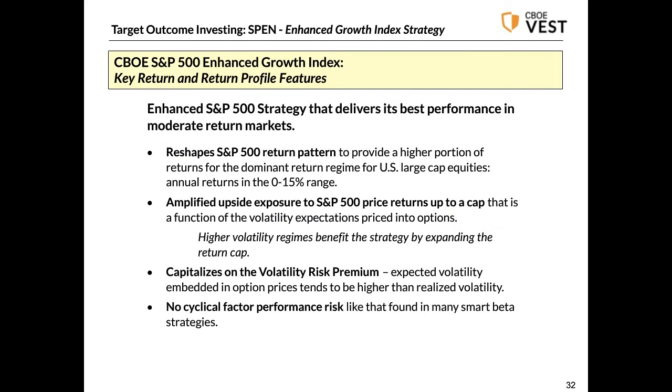So if we look at what are the key return and profile features here of these strategies, you see that, as I said, amplified returns up to a cap. The volatility expectations are priced in the options, and it does benefit. The cap gets higher in higher volatility regimes. And it does capitalize, you're getting the alpha or enhancement from that volatility risk premium that I talked about earlier.